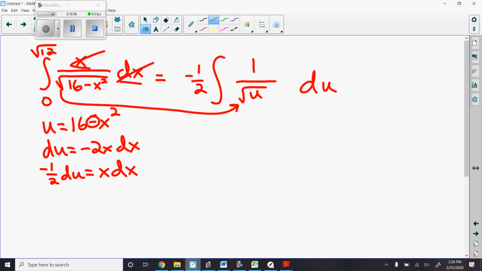Now what I have to do is adjust my limits of integration. So I'm going to take 0 and plug it in down here. 16 minus 0 squared. 0 squared is 0. 16 minus 0 is 16. Root 12 squared is 12. 16 minus 12. Okay, just plugging it in here. 16 minus 12 is 4.